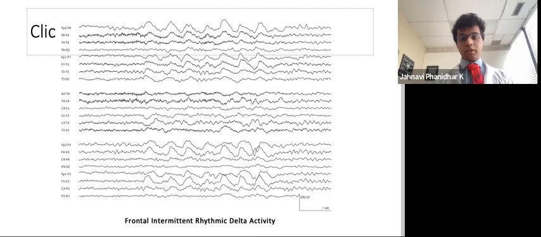The frontal intermittent rhythmic delta activity, which can be shortly referred to as FIRDA, is highly non-specific. It can show any focal or diffuse abnormality, and it can be anything like toxic, metabolic, congenital, or degenerative abnormalities.